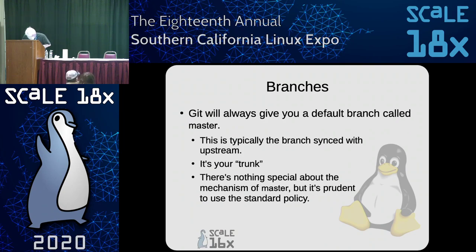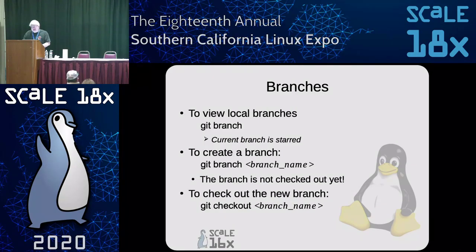Git will always give you a default branch called master. Typically, this is the branch that's synced with the upstream. It's basically equivalent to trunk in SVN. There's nothing really special about the mechanism of master. Git's not going to enforce anything regarding that, but generally this is sort of the de facto way of doing it.